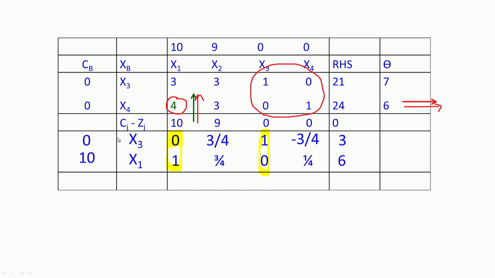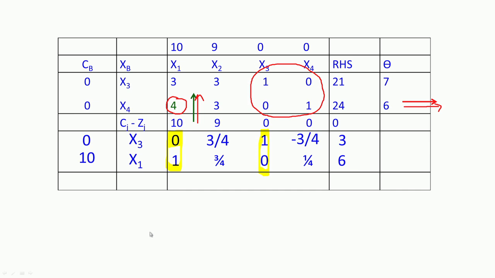So once again, to get this row I need a 0 here, so I look at the previous element, 3 minus 3 times 1 is 0. So 3 minus 3 times 3 by 4, 3 minus 9 by 4 is 3 by 4, 1 minus 3 times 0 is 1, 0 minus 3 times 1 by 4 is minus 3 by 4, 21 minus 3 times 6, 18, is 3. So we now have a solution, x3 equal to 3, x1 equal to 6.